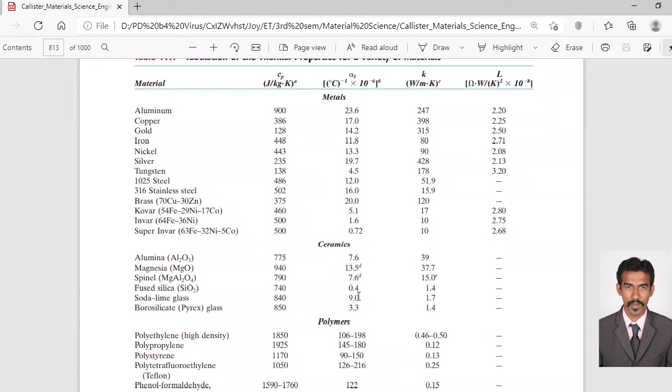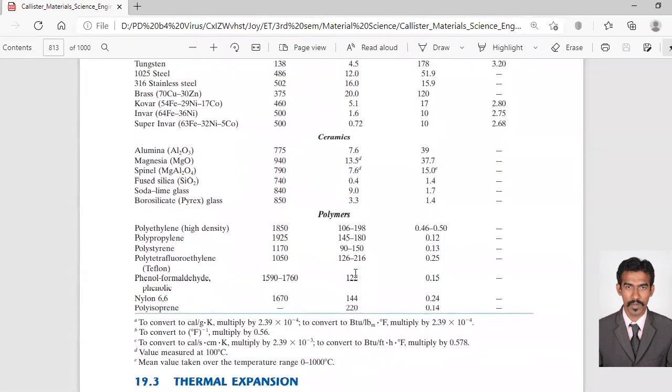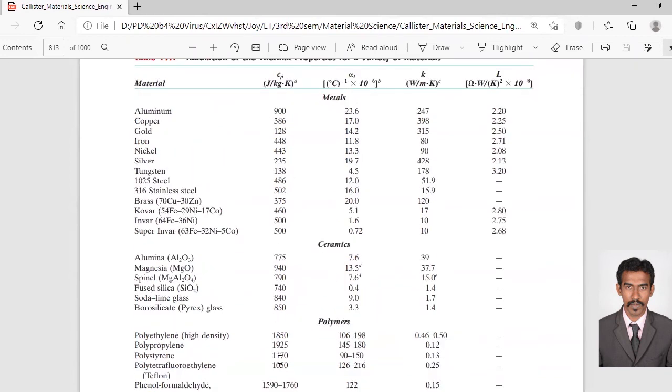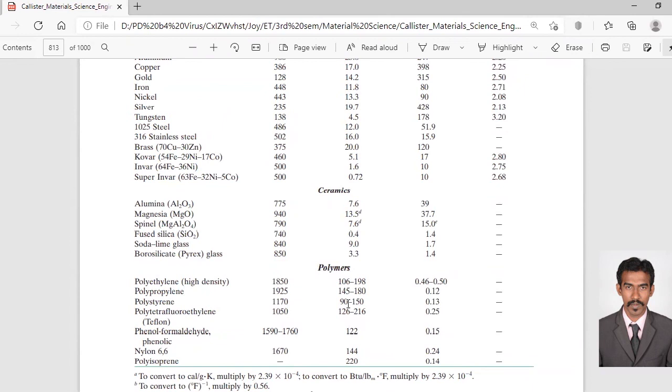So a general point is that the heat capacities of metals and ceramics can be comparable, while in the case of alpha, the thermal expansion coefficient, these values, the thermal expansion coefficient of metals is a little bit higher than ceramics, right? And further, if we compare with polymers, right? Polymers have high CP, right? And they have the thermal expansion coefficient also high, right? Very high.